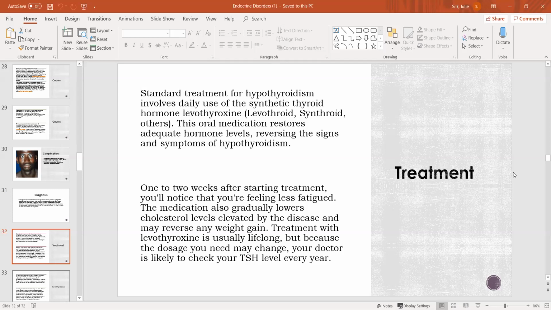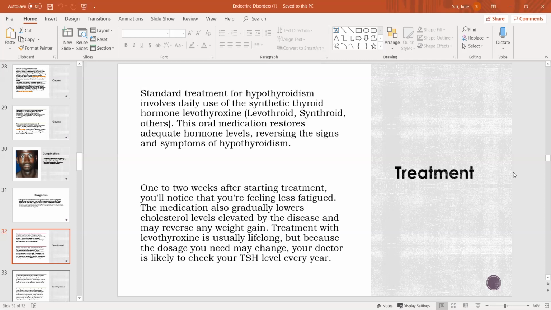This treatment is lifelong, so they have to be on this for the rest of their life, but the dosage needs to be checked every so often. So every time they go to the doctor, they're probably going to do a thyroid level to see where they're at. If your thyroid level is too low, then they might need to go up on your medicine. Or if it's too high, they might need to cut back.